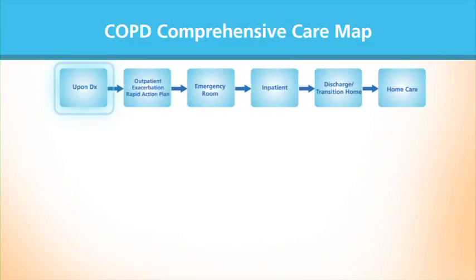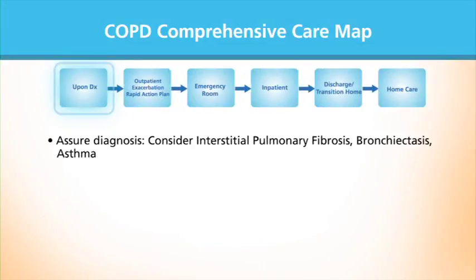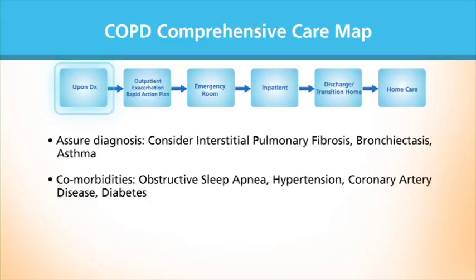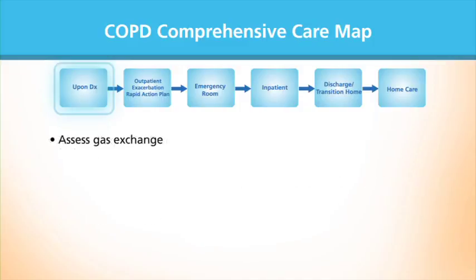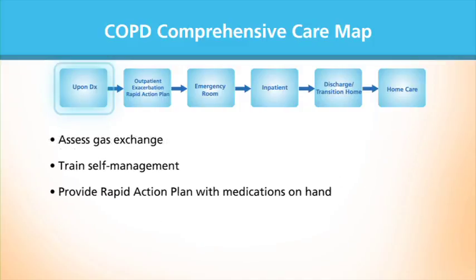Upon diagnosis, we need to assure the diagnosis. So we have to consider other conditions such as interstitial pulmonary fibrosis, bronchiectasis, and asthma. We have to consider the comorbidities such as obstructive sleep apnea, hypertension, coronary artery disease, and diabetes. We have to assure that the patient has the correct medications. We have to assess gas exchange and train in self-management and provide a rapid action plan with medications on hand.